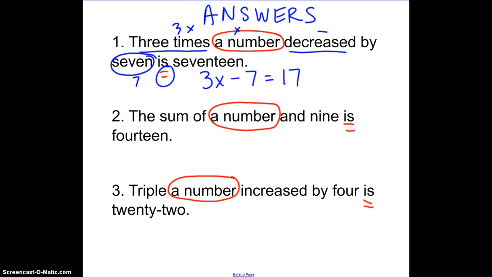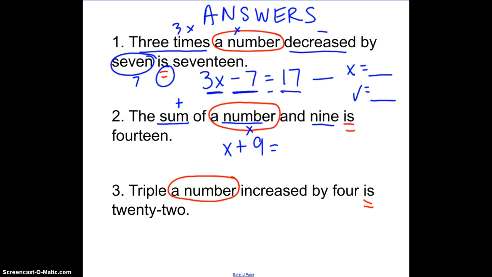Okay, what we did there was this shows 3 times a number. I'm decreasing it by 7, so I'm subtracting 7, and that is 17. Try solving that equation, and we will check the answers tomorrow. Make sure to check it as well. Now, for number 2, we have the sum, so that's addition, of a number and 9. So I have the number, which I'm going to represent by x, and I'm going to add 9 to that, and it is 14. Find that answer as well, and the check.